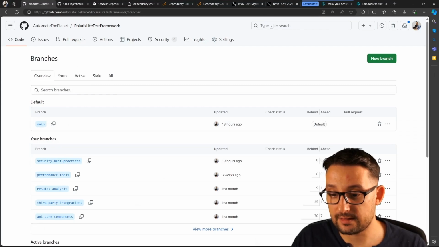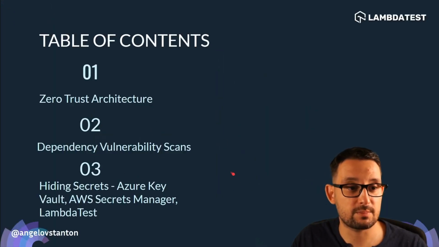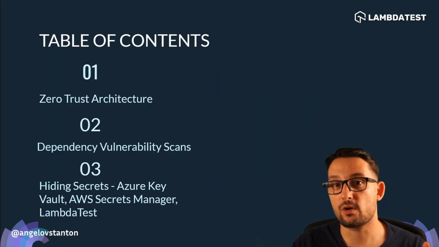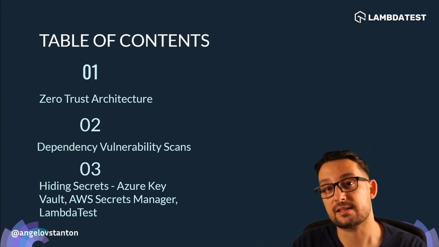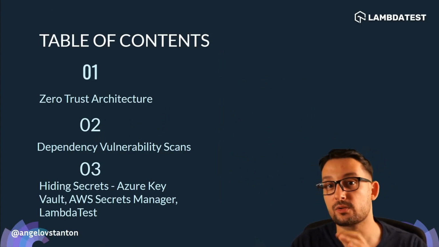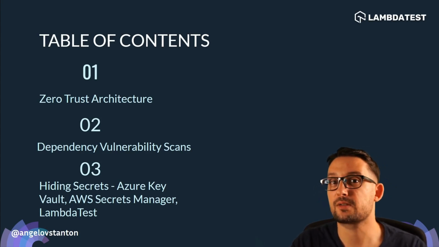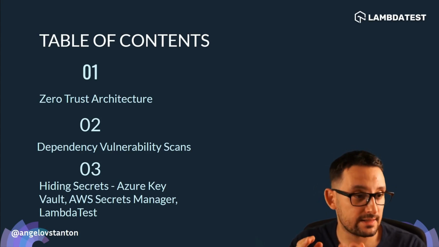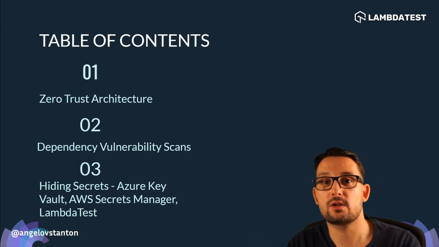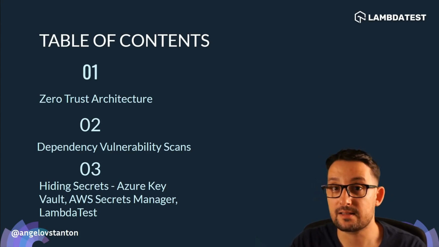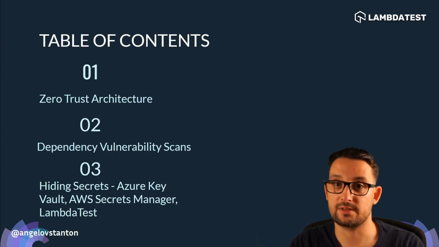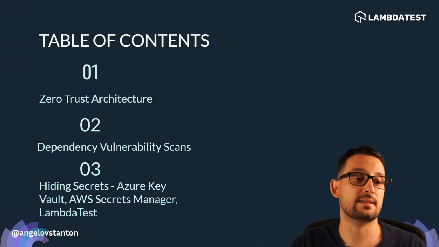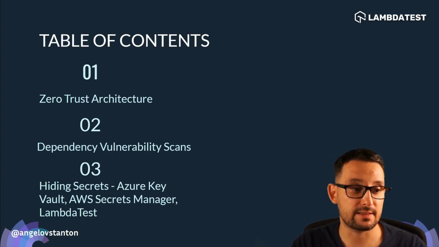Now, let's discuss the agenda for this particular module. First, we're going to discuss what is Zero Trust architecture. I need to emphasize that for this particular module, I am not going to discuss topics like security testing. Instead, we're going to focus on security best practices for keeping and saving the secrets in our framework the right way, how we can find some vulnerabilities using dependency scans.